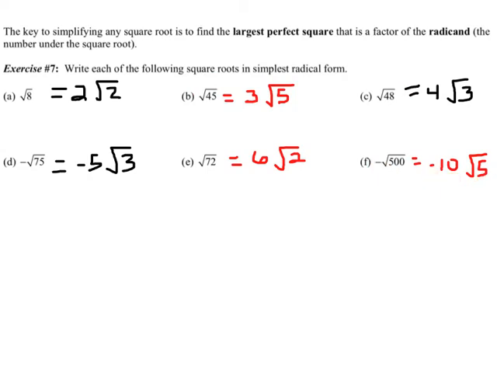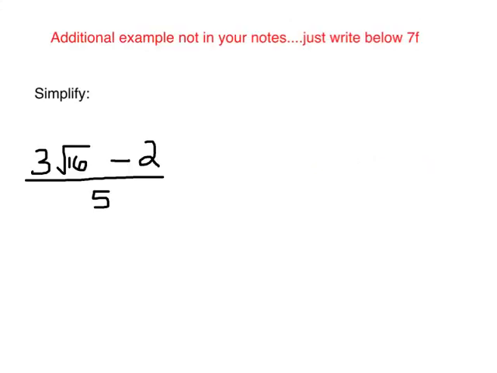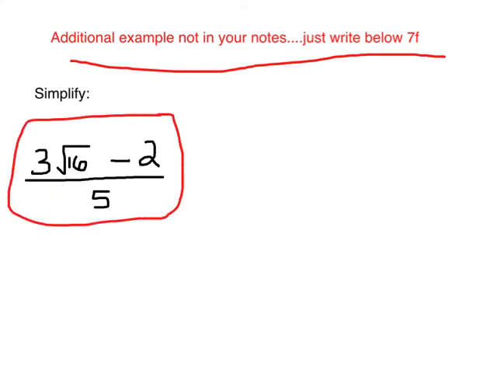Okay. Now, I've got one extra thing I want to go over, which is not on your sheet, just to help us out a little bit. At the very bottom of your page, below 7F, try to make room for the next page. Stay right where you are, but I want you to write this example in. It's an additional example, so put it below 7F. Please write this right here: 3 square root of 16 minus 2, all over radical 5. So pause the video and write that one down.